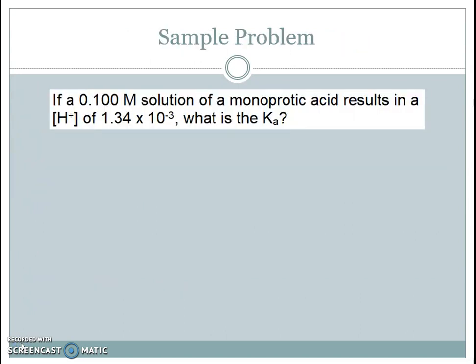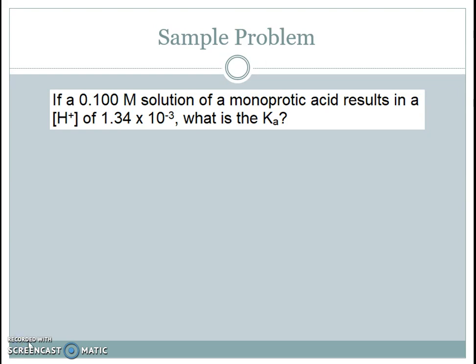So we can take a look at this acid dissociation constant by looking at the molarity to begin and what amount of ions are going to be formed. So here we have a 0.1 molar solution of a monoprotic acid. It doesn't really matter what the acid is, but monoprotic tells us one hydrogen is going to be ionized when this dissolves into water. And when it gets to its equilibrium, we have a hydrogen ion concentration of 1.34 times 10 to the negative third. What is our Ka?